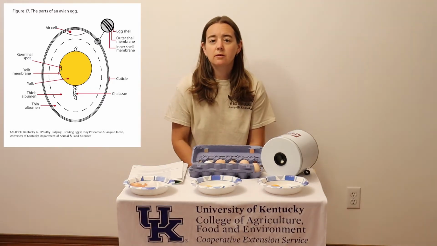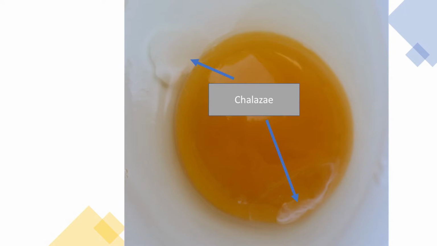You may have also noticed the white stringy structures in the eggs. These are chalaza and are a specialized form of protein that help hold the yolk in place. I've heard people say that they remove them when they cook with eggs, but you really don't need to.